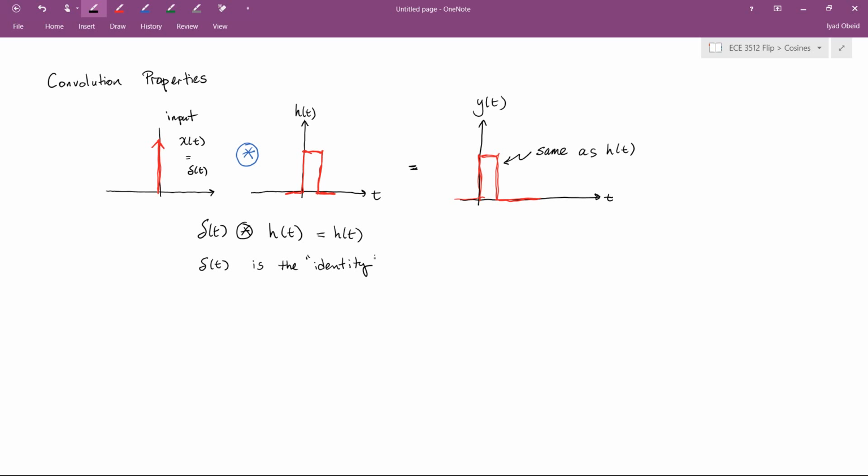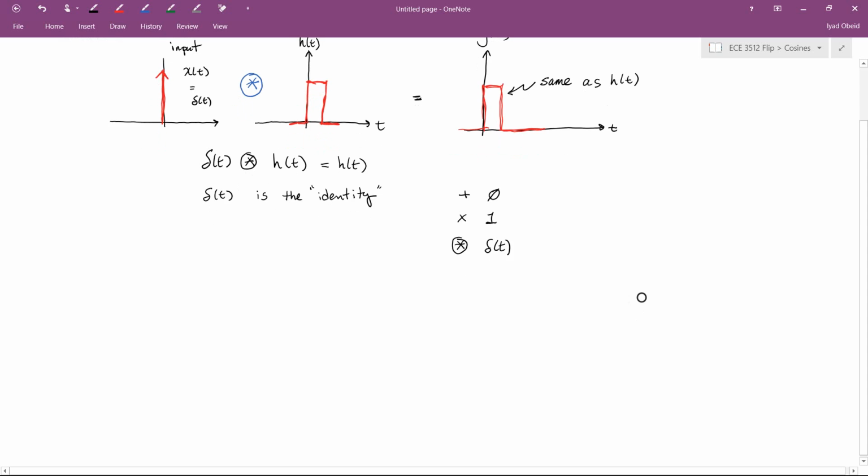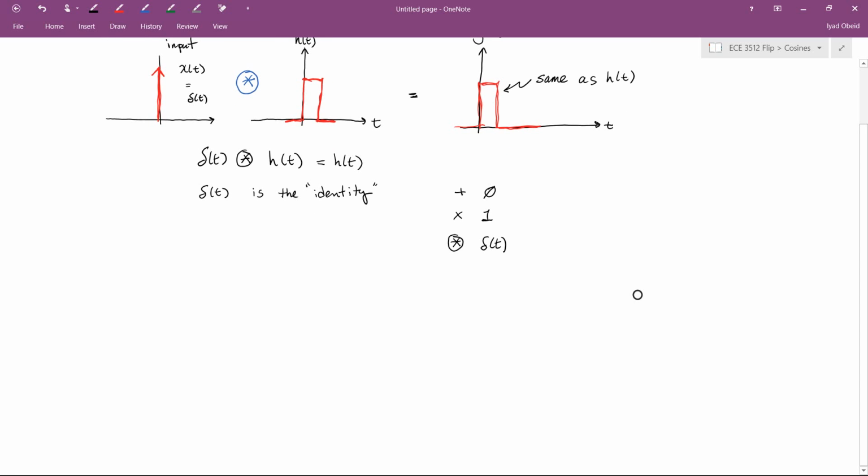We know that, for example, when it comes to adding two numbers together, 0 is the identity, because anything plus 0 is itself. We know that when it comes to multiplication, 1 is the identity, because multiplying anything by 1, you get that same number back. And when it comes to convolution, an impulse is the identity, because any function convolved with an impulse gets the same signal back. Any signal convolved with an impulse returns the same signal. Okay, so the impulse is the identity operator, and we can actually get a lot of mileage out of that. Let's try some other examples.